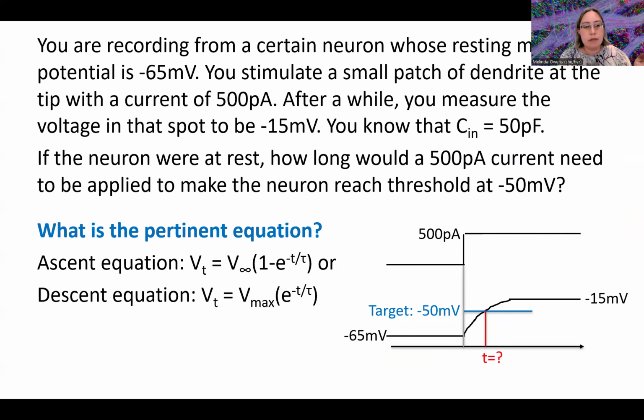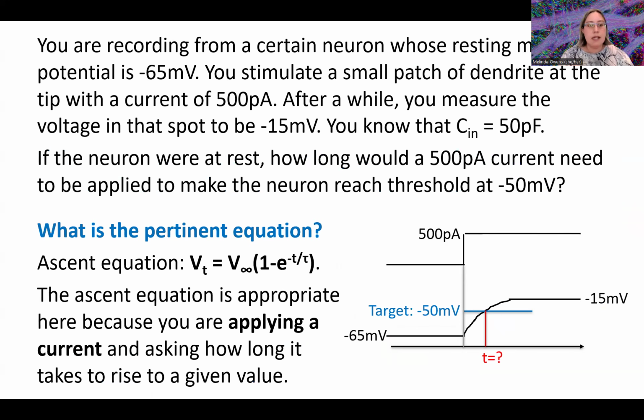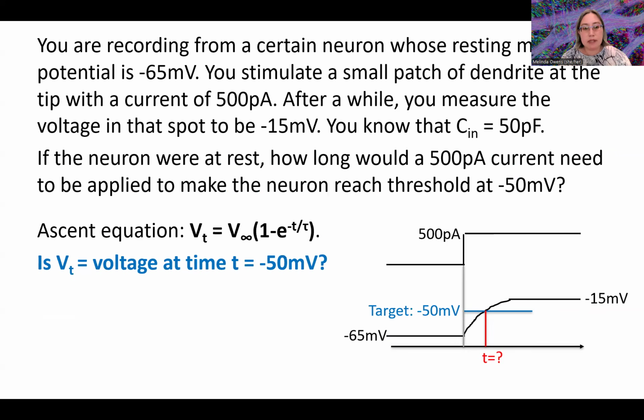Okay, we should choose the ascent. That is appropriate here because we are applying a current and the current is going up, and it's asking how long it takes to rise to a value. Okay, so let's start plugging things in.